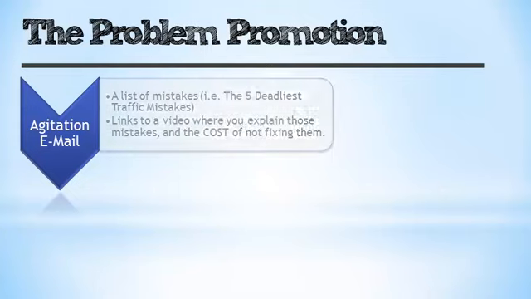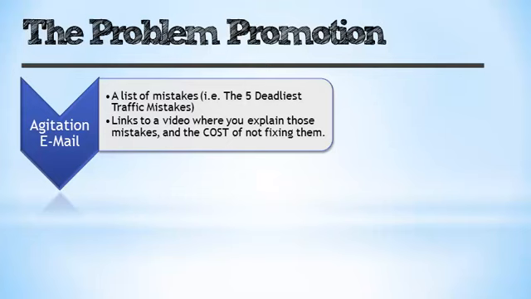The first email that you send them is either a free report, or a link to a video, or a link to a blog post that gives them a list of mistakes. Okay, so if you were doing internet marketing, you could say, like, the 5 deadliest traffic mistakes, or the 5 SEO mistakes that you never want to make, or the 10 biggest problems with X, or whatever. Okay, and in the email you bring that up, and then when they click, the click links to a video where you explain those mistakes and what they are and the cost of not fixing them.